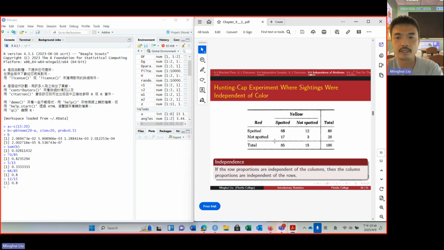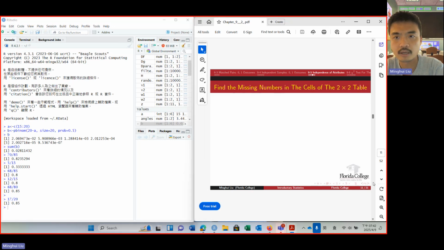So here the independence tells us that if the row proportions are independent of columns, then the column proportions are also independent of rows. So this is also true. For example, if you look at the first row, and among those people who can spot red, 68 out of 80 of them can spot yellow also. So this answer is 85%. And if you look at the second row, 17, this is the people who didn't spot red, and 17 out of 20 of them, which is also 85%, can spot yellow. So the rows and the columns are independent at the same time.